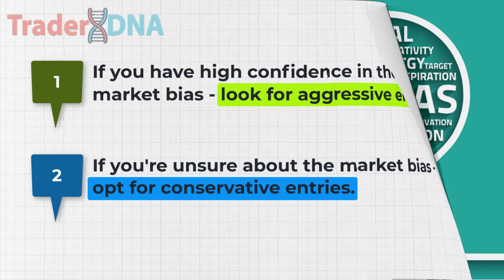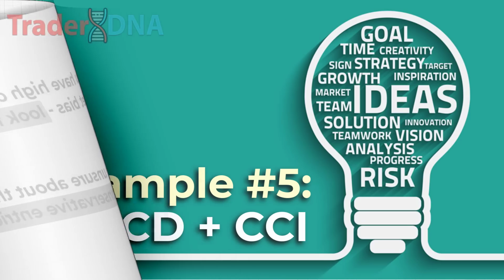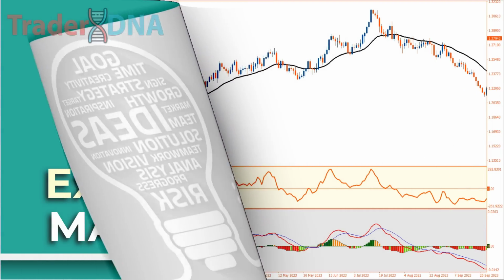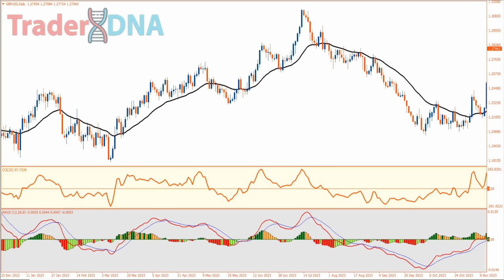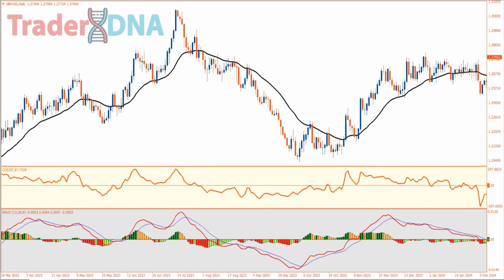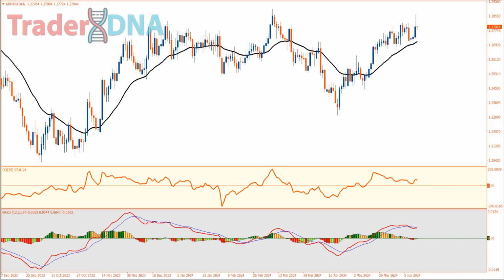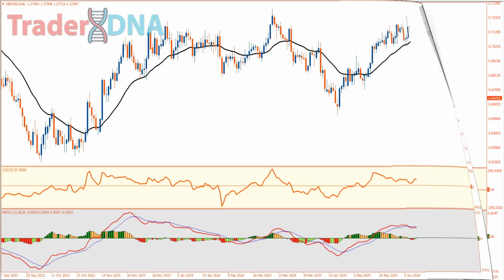Example number 5. MACD plus CCI. This is one of the best MACD indicator combinations. As you can see on this chart, all price movements can be perfectly interpreted by the indicator. By using the right combination, as shown in this video, our MACD trading accuracy increases significantly, while also helping beginner traders avoid the complexity often faced in market analysis. Let's dive into this strategy right away.